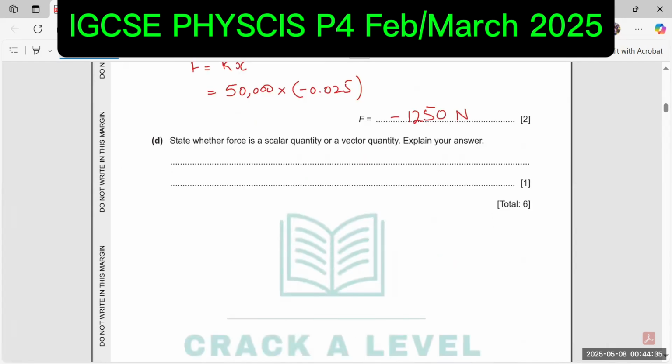Question D, state whether force is a scalar quantity or a vector quantity. Explain your answer. So what are scalar and vector? For a vector you need to explain the direction as well, and force is a vector quantity. If you write just vector, you will get 1 mark. Why is it a vector quantity? Because force has both magnitude and direction.